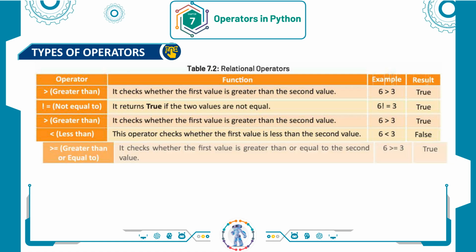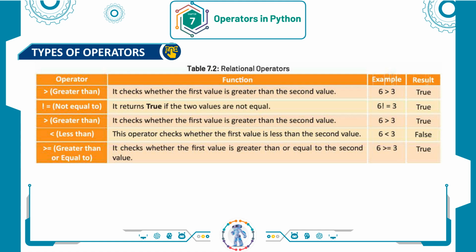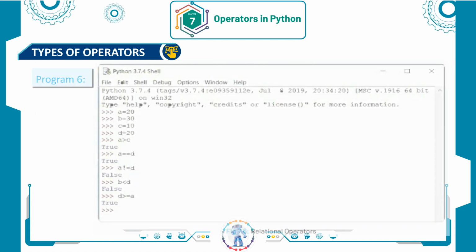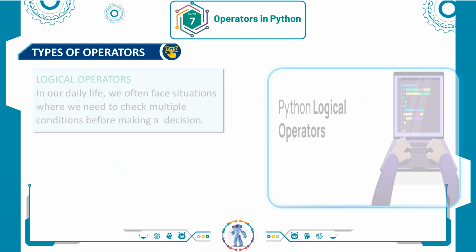6 < 3 is False. Greater than or equal to (>=): it checks whether the first value is greater than or equal to the second value. 6 >= 3 is True. Less than or equal to (<=): this operator checks whether the first value is less than or equal to the second value. 6 <= 3 is False. Program 6.